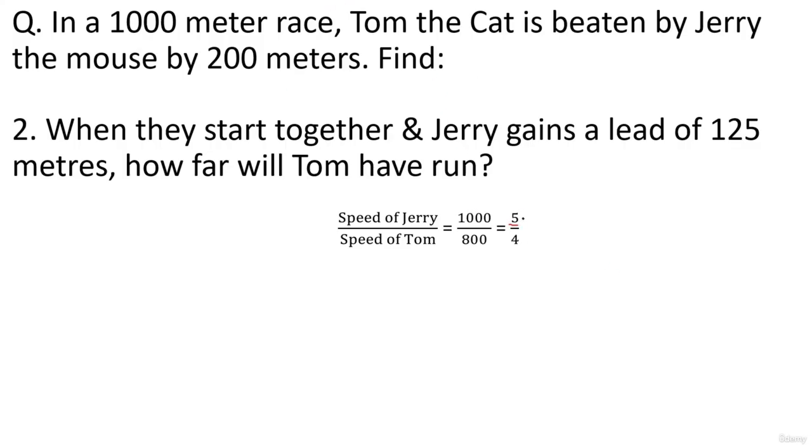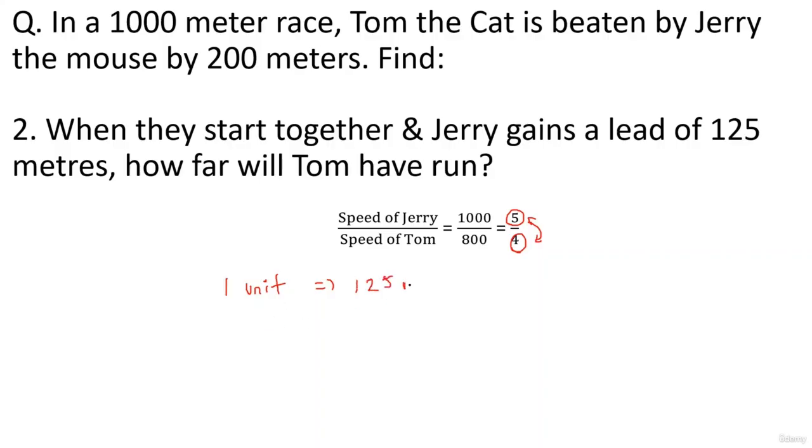If I take the speeds as, let's say, 5 and 4, the difference of their speeds is how much, guys? 1 unit, right? This 1 unit of speed difference is also the difference of the distances, right? Because whenever time is the same, the ratio of speeds is the same as the ratio of the distances. So the 1 unit gap in the speed is the same as the gap in the distance also. So 1 unit corresponds to 125 meters.